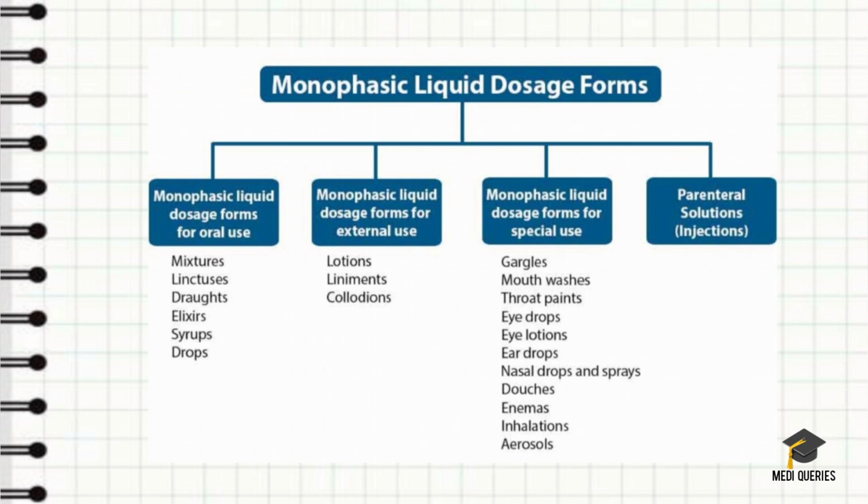And the third one is the monophasic liquid dosage forms for special use. Under this, examples are gargles, mouthwashes, throat paints, eye drops, eye lotions, ear drops, nasal drops and sprays, douches, enemas, inhalations, aerosols.